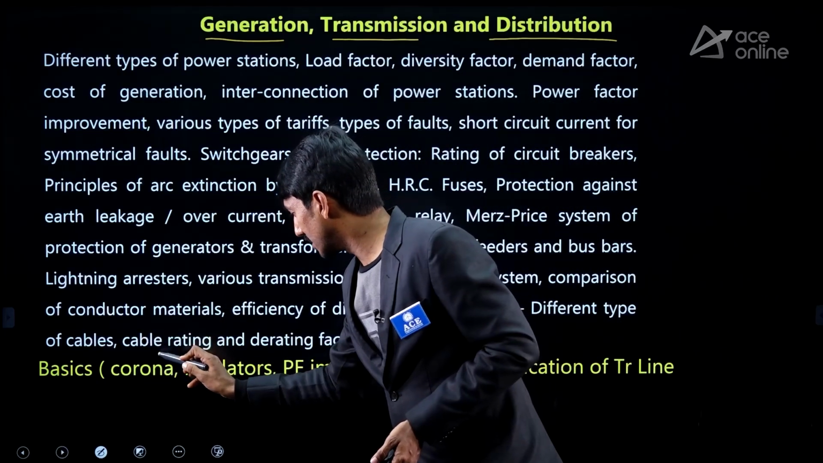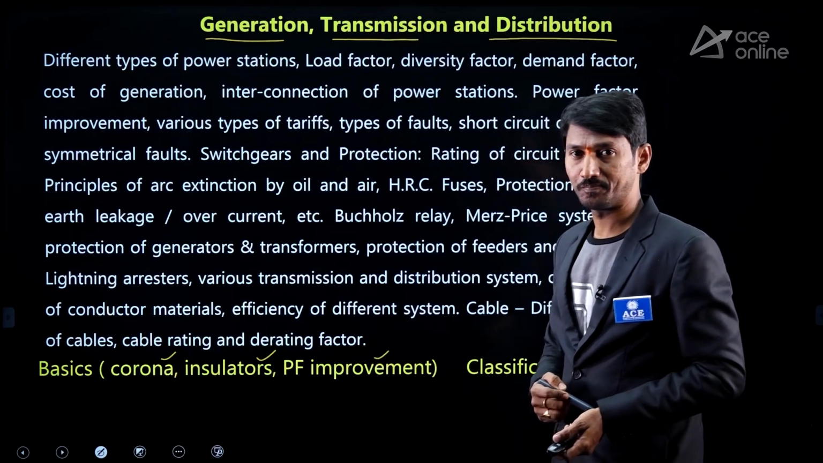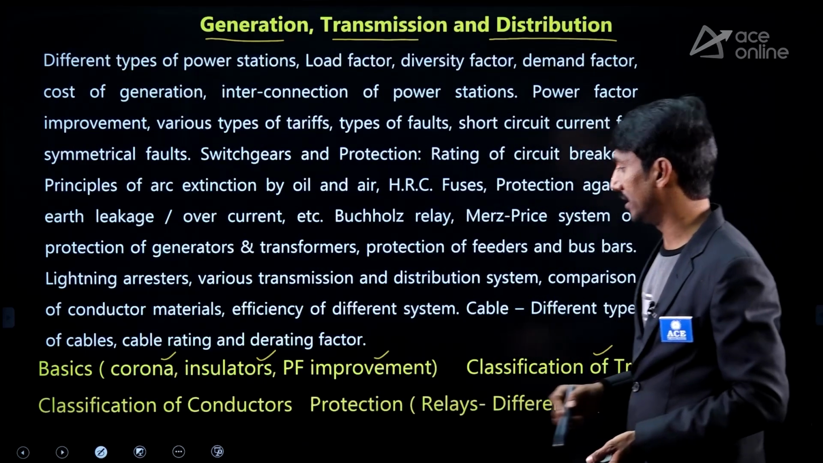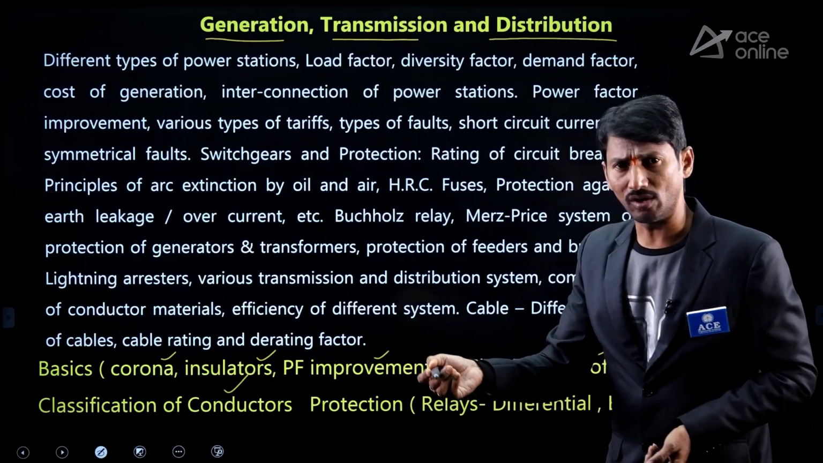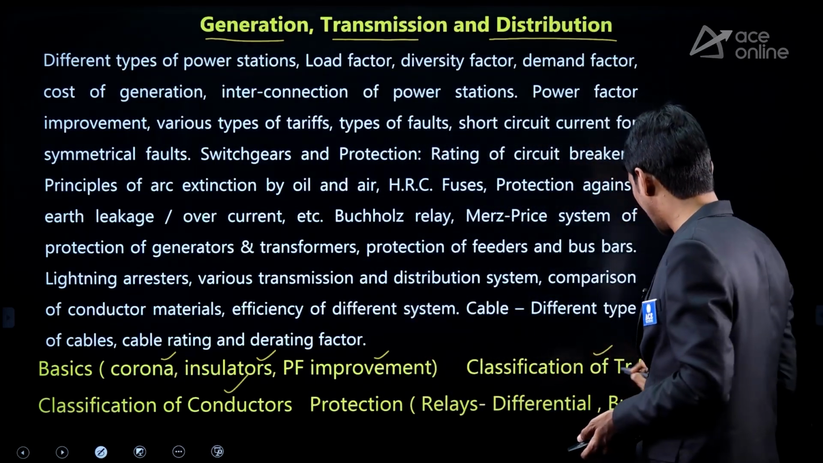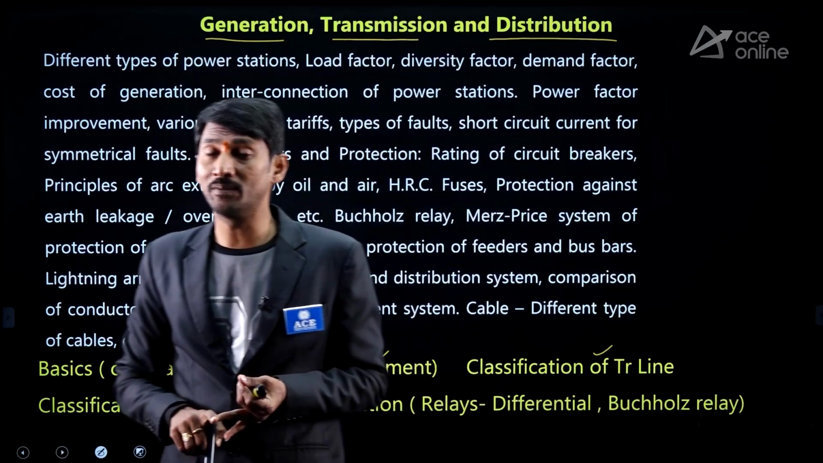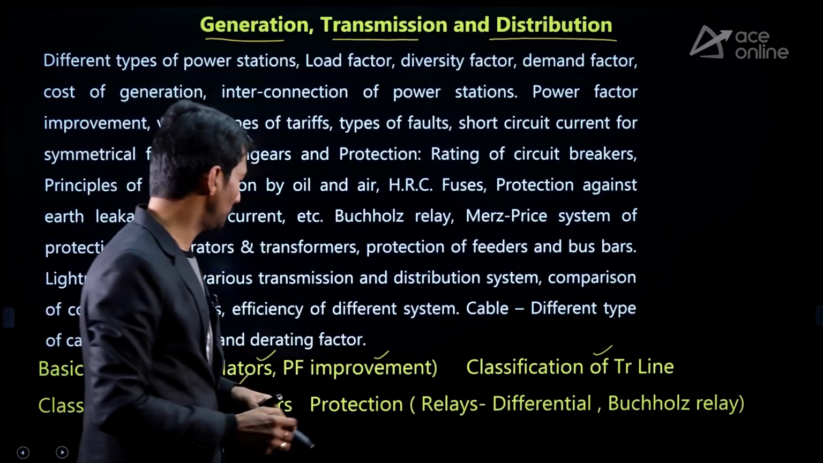Basics, corona, insulators, power factor improvement, and then classification of transmission lines, and then classification of conductors, solid conductors, hollow conductors, like that. And classification of transmission lines means short transmission line, medium transmission line, long transmission line. Yes, you have to focus on that.